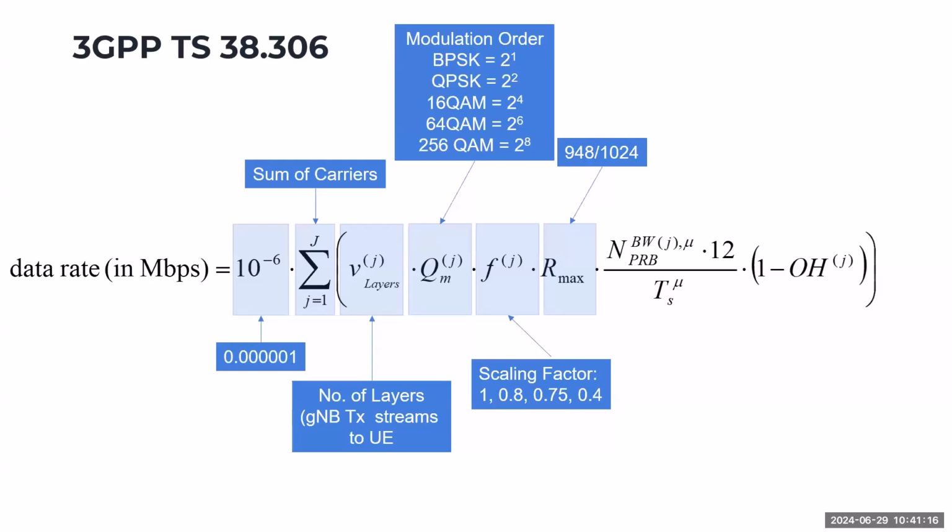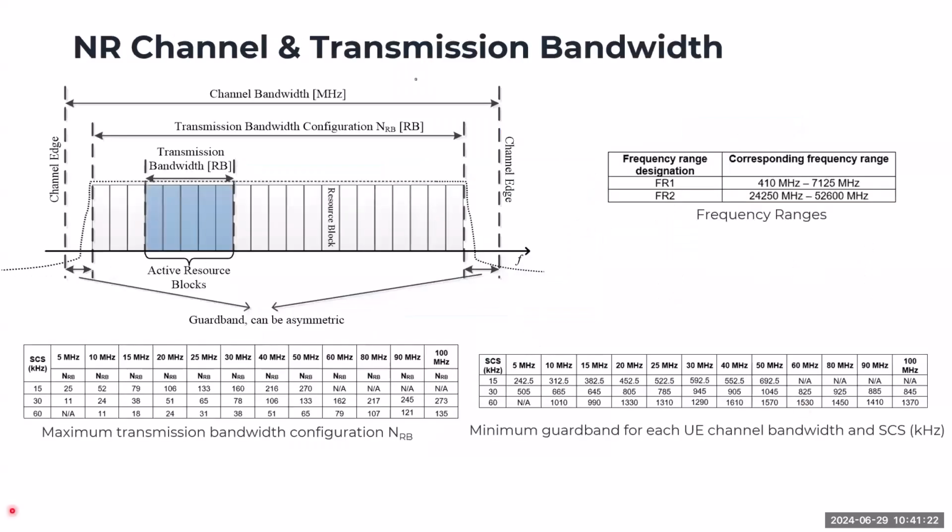Okay. Next is the resource block allocation. How many resource blocks do we have? These are the number of resource blocks. For example, you will use 100 megahertz. If you will use 30 kilohertz, numerology 1, you will have 273 resource blocks. That's how it is being used in this kind of matrix.